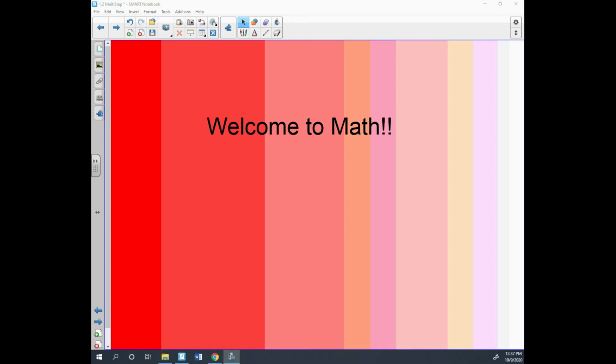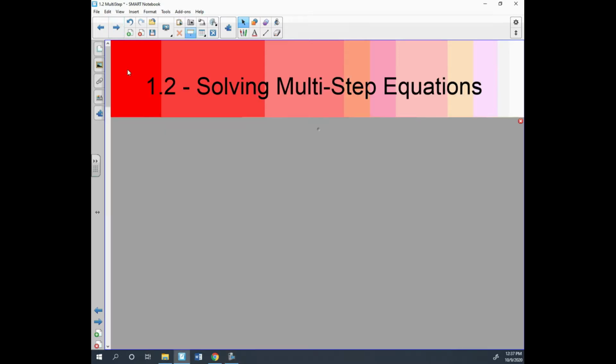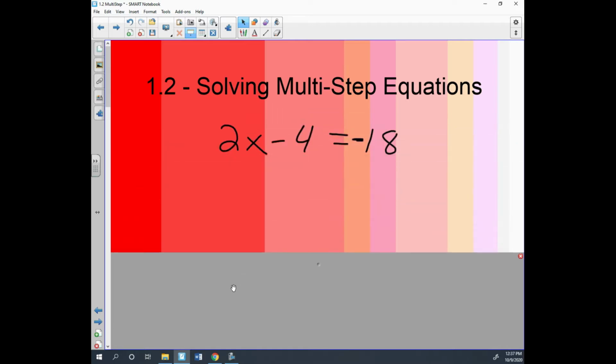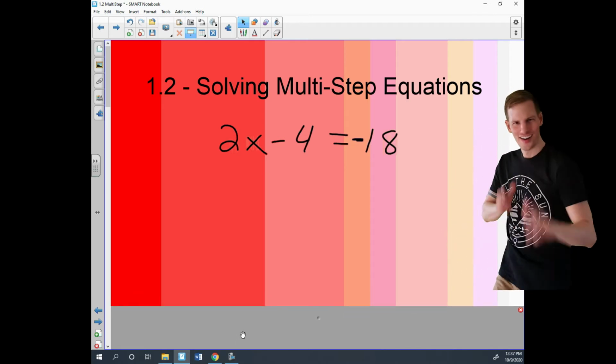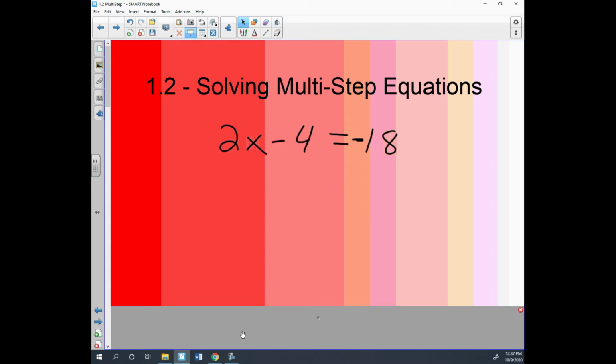All right, welcome. Today we're going to talk about some good stuff. 1.2 multi-step equations. And I just made some stuff on this red slide that we're going to just solve, okay? 4 questions, I think, is all we got. If we want to do any more, we can. All right? But here is the goal. The goal is to solve for x for all these, or solve for whatever variable it is.